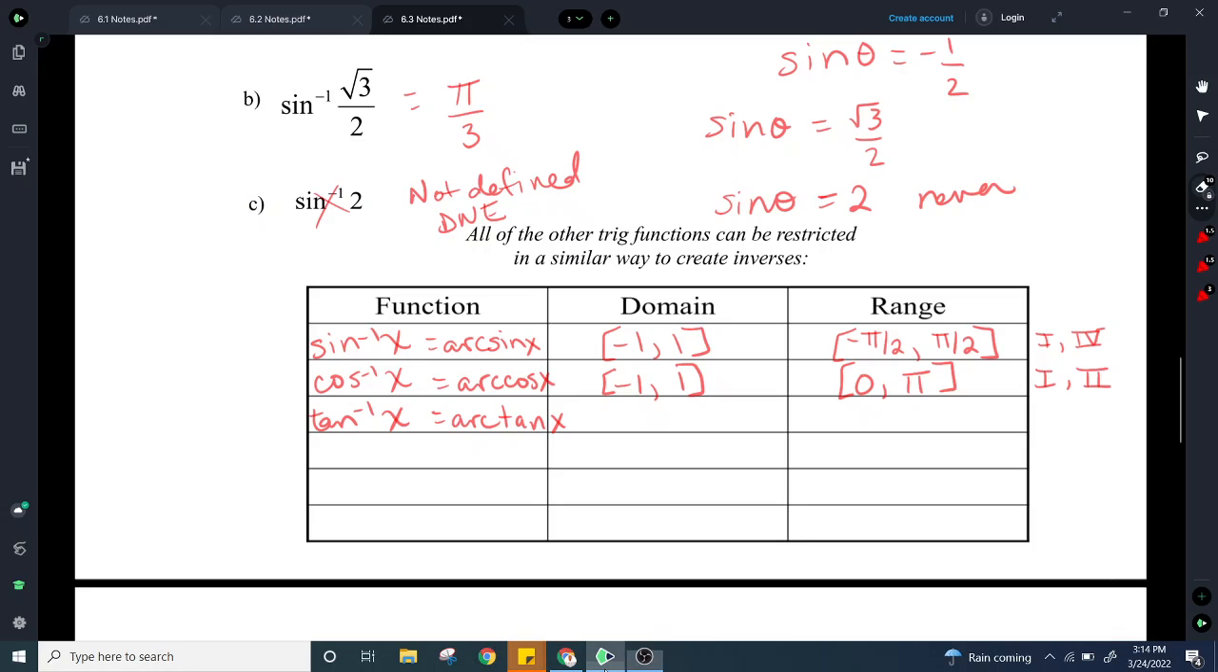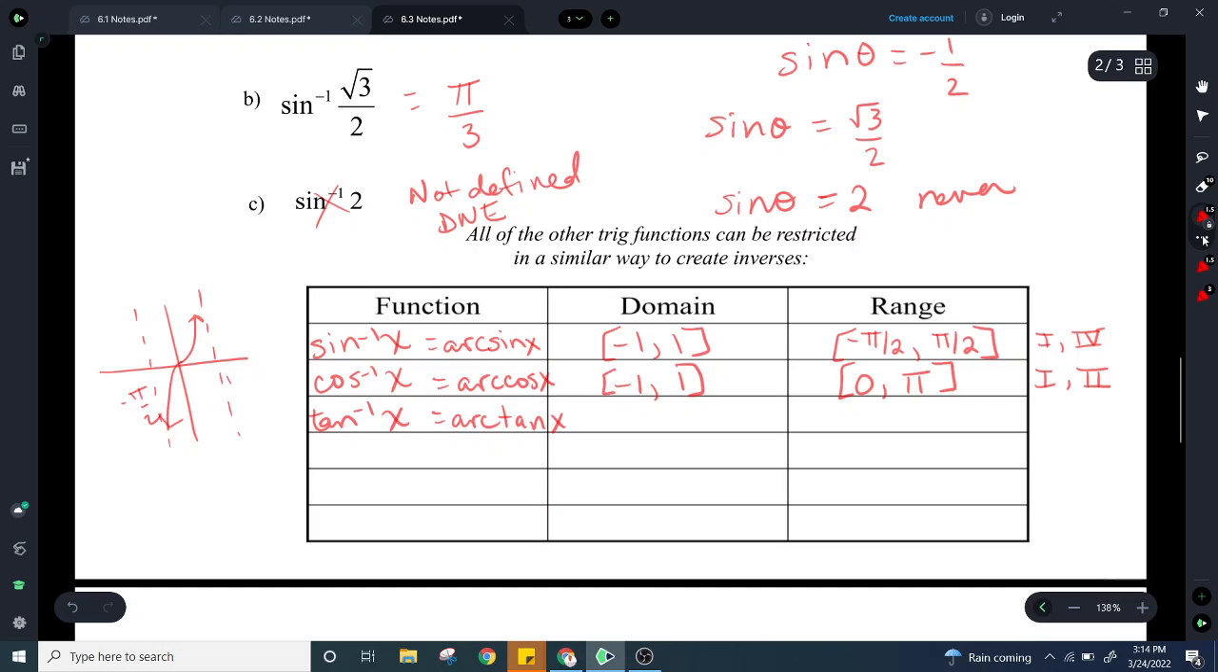So let me go back to what we know about tangent for just a second. The tangent graph, remember, looks like this. The original tangent graph goes up on the right, down on the left, from -pi/2 to +pi/2. So if we reverse those, okay, now I got it straight. This is the original tangent graph.